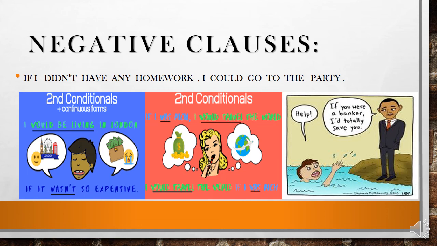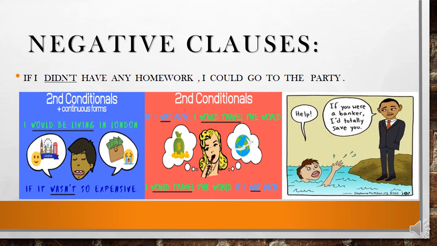The second one, if I was rich, I would travel the world. Okay, and if you notice, type 2 is like a wish, and this wish could happen, it might happen. So if I was rich, here the simple past form of be is was. Okay, if I was rich, I would travel the world, or you can say I would travel the world if I was rich. Both are correct.